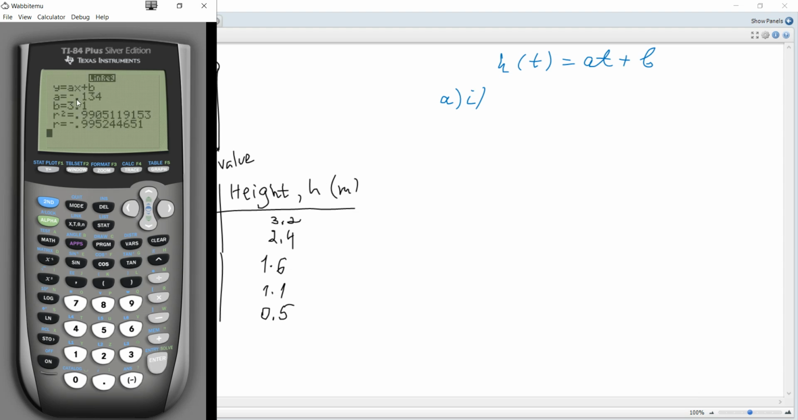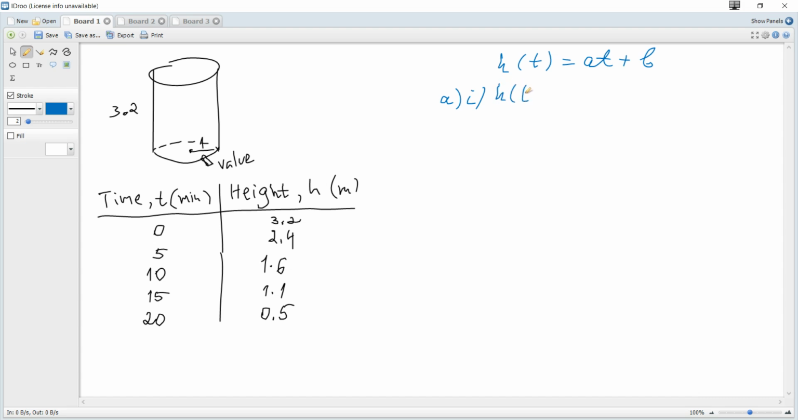So you can see that a is negative 0.134, b is 3.1, so h of t is equal to negative 0.134 t plus 3.1.